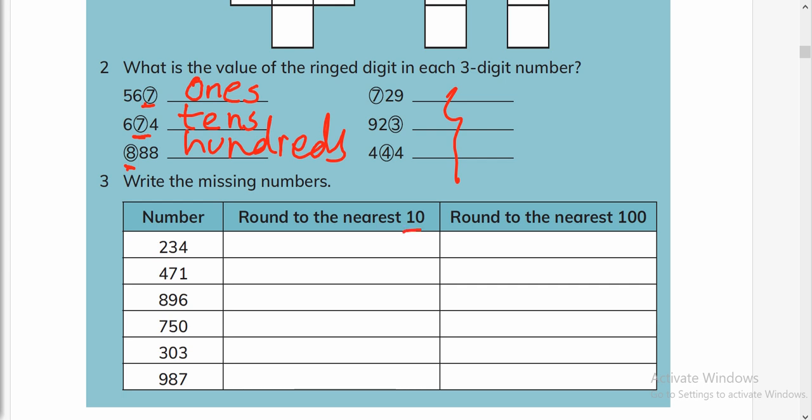Round to the nearest 10. 230. And if we have to round the same number to the nearest 100, it will be 200. For rounding to the nearest 10, we will see the last digit only, one digit, because we need one zero. And if we need rounding to the nearest 100, we need to see the last two digits, because we need two zeros. I hope it's very much clear to you.